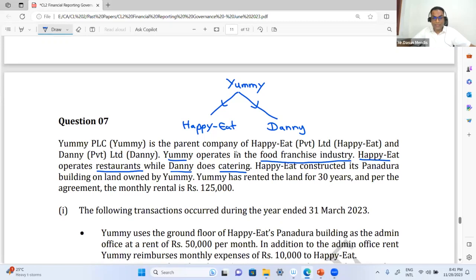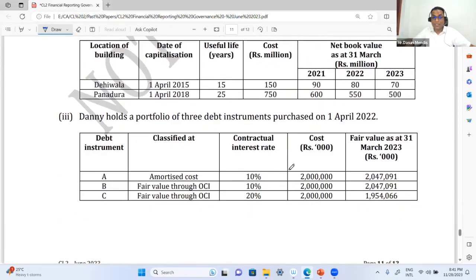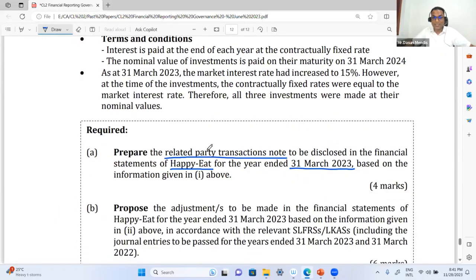Happy Eat is one of the subsidiaries of the parent company, and the question is tested from that particular company's point of view. That is very important to understand. You have to prepare the related party note to be disclosed in the financial statements of what company? Happy Eat. This is why it is important to read the question properly, for the year ended 31st March 2023. You should not answer the question from the parent's point of view. It is from the perspective of Happy Eat. The reporting entity in this situation is Happy Eat.